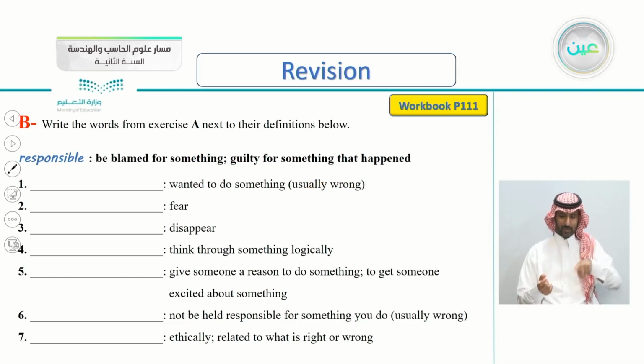So what's the correct word? This is the definition here. Wanted to do something, usually wrong. So the correct word here is, let's see the correct answer, tempted. To tempt someone is to want him to do something wrong. Number 2, fear. What's the word from exercise A that means fear?